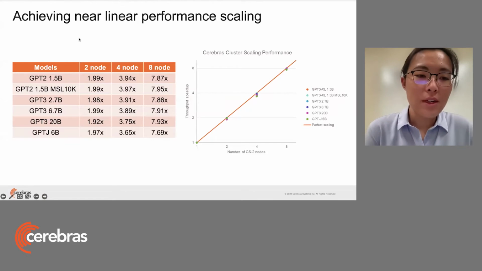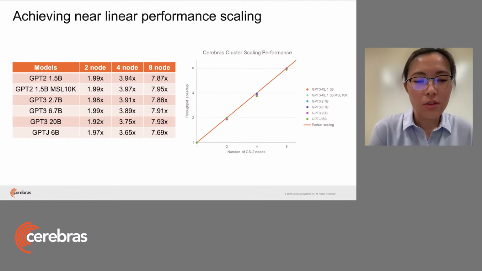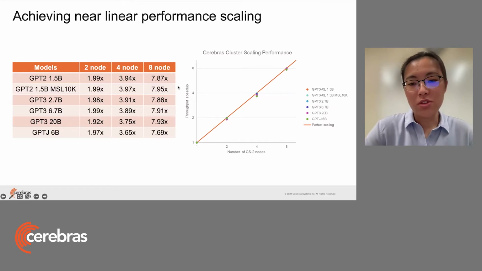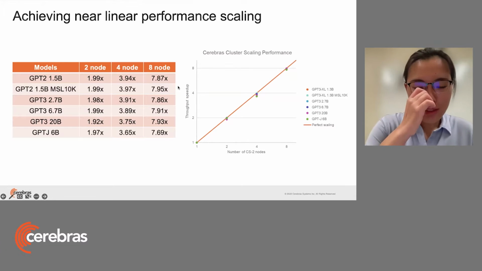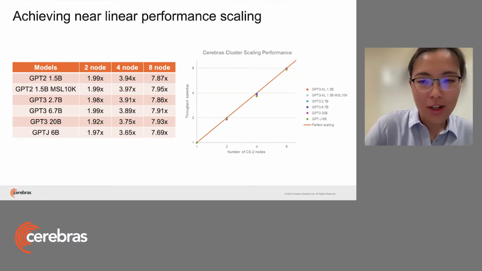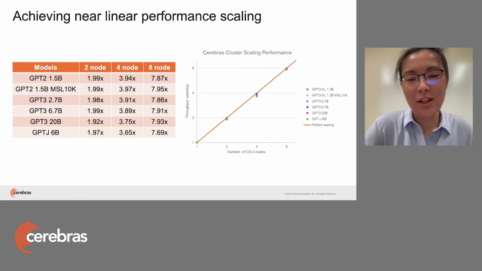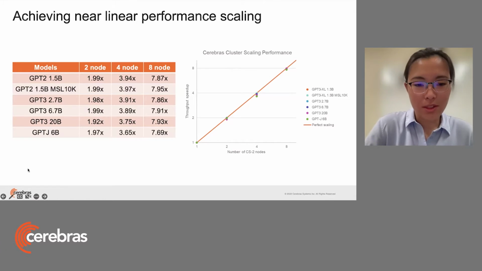So far, we have tested different GPT models of different architectures, different sizes, and different sequence lengths. And we have been consistently observing linear scaling from 2 nodes to 8 nodes. This is a very remarkable result. And so now Saumya will take over and introduce the technology behind how we achieve these amazing results.